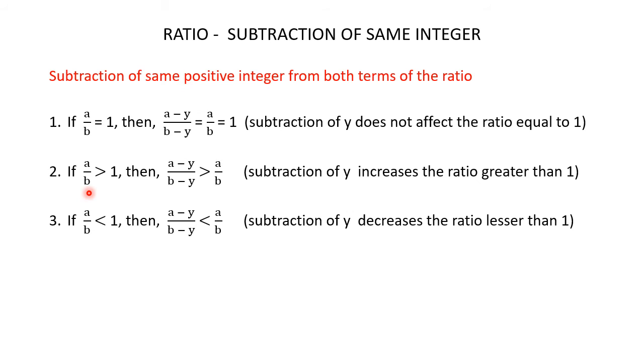If A by B is greater than 1, then (A minus Y) divided by (B minus Y) will be greater than A by B. So subtraction of Y increases the ratio greater than 1. If A by B is less than 1, then (A minus Y) divided by (B minus Y) will be less than A by B. So subtraction of Y decreases the ratio lesser than 1.